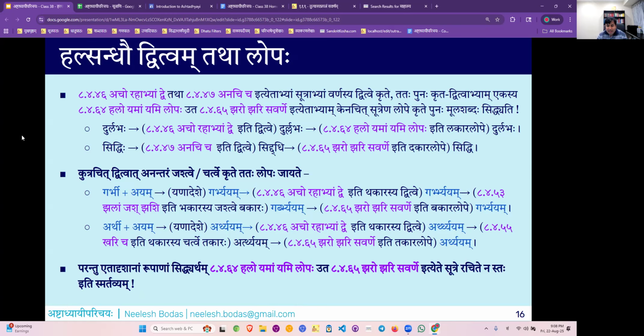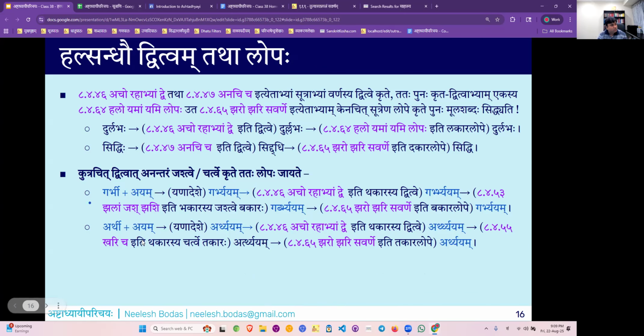Parantu, for the sake of deriving such forms, these sutras have not been composed. So just because you are able to go back to the previous state doesn't mean that is a valid example of these sutras. Halo yamam yami lopaha and jharo jhari savarne are not composed for such forms. And therefore you should never give examples for these sutras which will involve a doubling and then removal of that doubled letter.